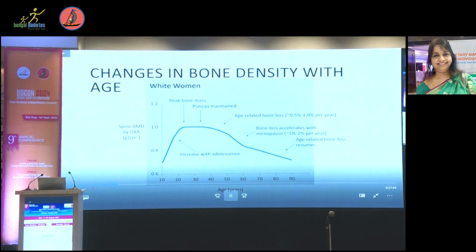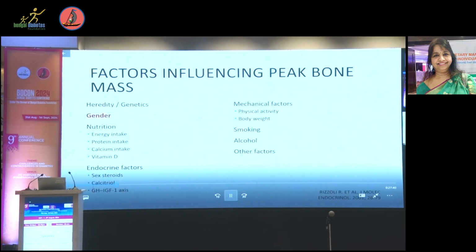So you can see that if someone starts with a low peak bone mass, this is going to be a challenge for them because they will fracture easily. Factors influencing peak bone mass are heredity and genetics; as I mentioned, gender, as women have lower peak bone mass than men; and nutrition during our pre-adolescent and adolescent years, especially calcium, vitamin D, and protein. Then there are illnesses, especially hypogonadism, excess use of steroids, conditions like Cushing's, and many other medical conditions. And there are puberty-related medical problems and mechanical factors like physical activity, body weight, smoking, alcohol, and other factors.